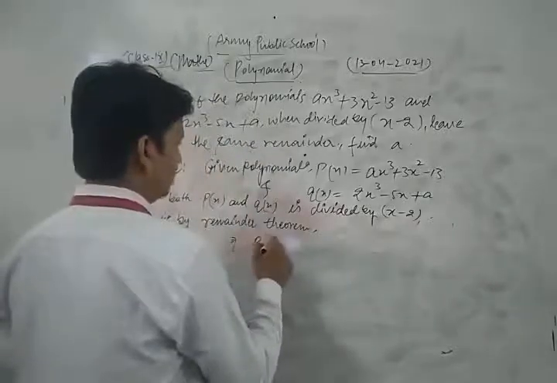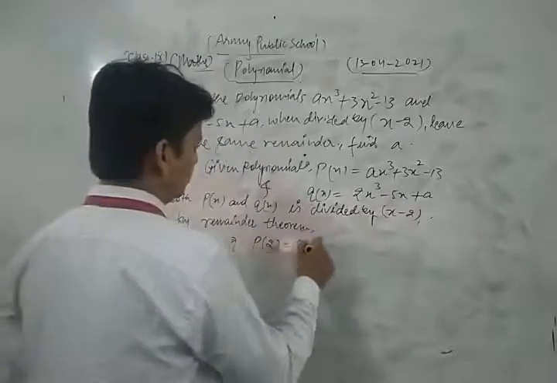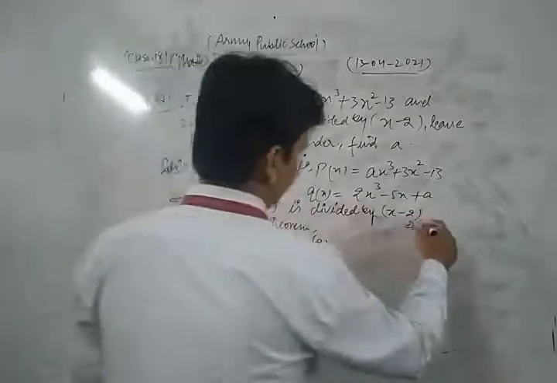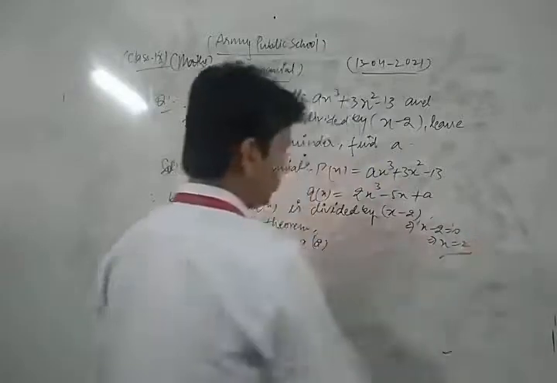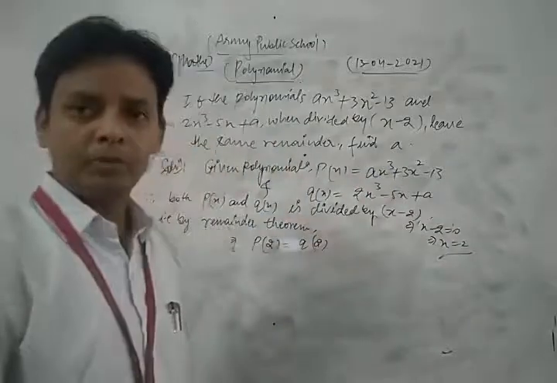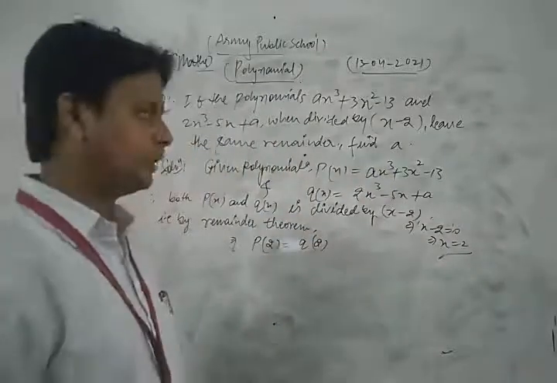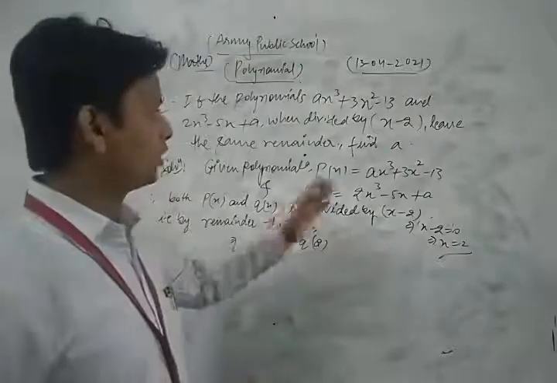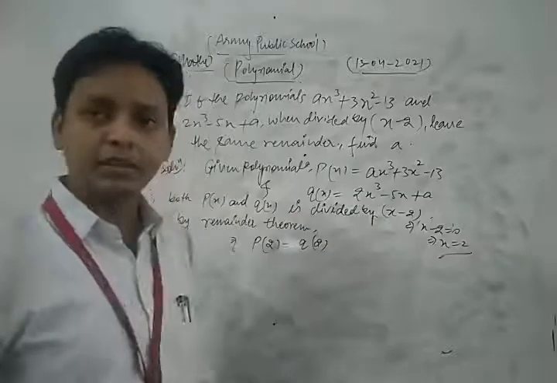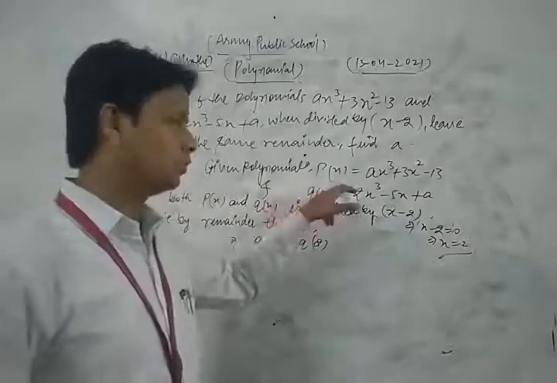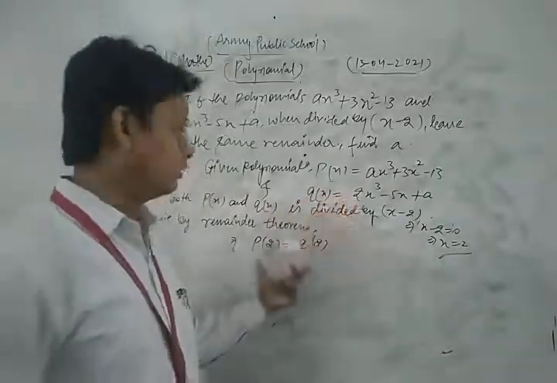The remainder p(2) must be equal to q(2), because when we take x minus 2 equal to 0, we get x equal to 2. We just replace x by 2 in the given polynomial, so we get the remainder. And for that question, the remainder in each case will be the same. So the remainder through p(x) and q(x) will be the same.